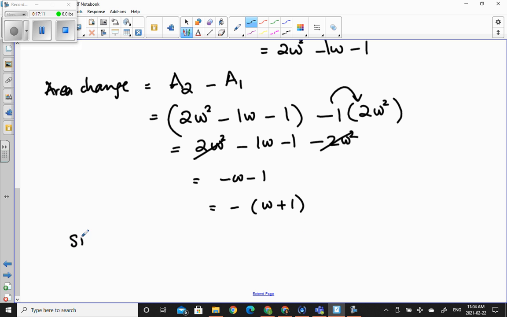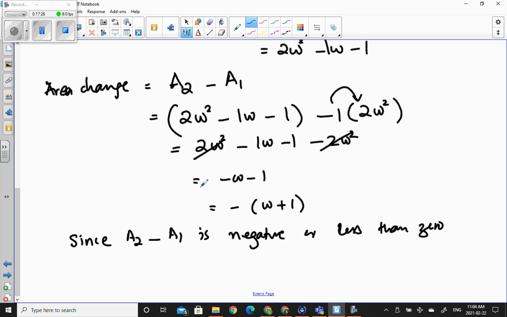So since A2 minus A1 is negative, or less than 0, what does it mean? When you subtract A2 minus A1 and you get a negative answer, that means the area of A2 is less than the area of A1. So therefore, the area of A2 is less than the area of A1.